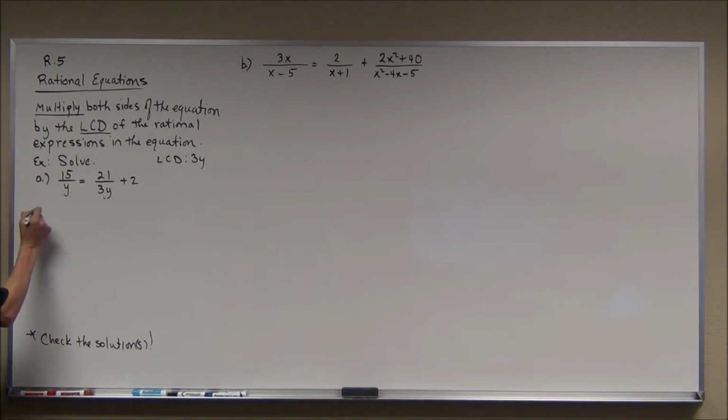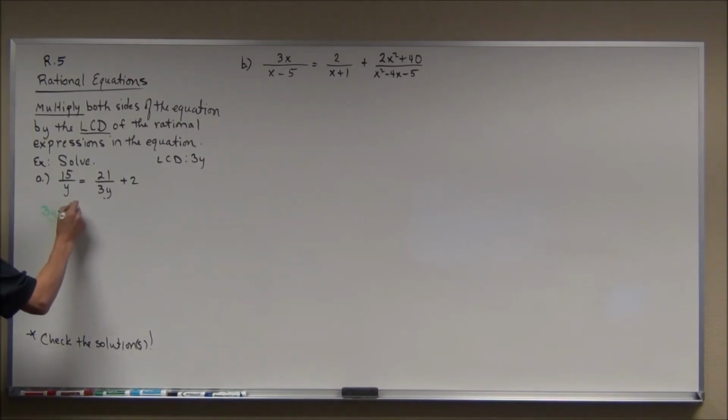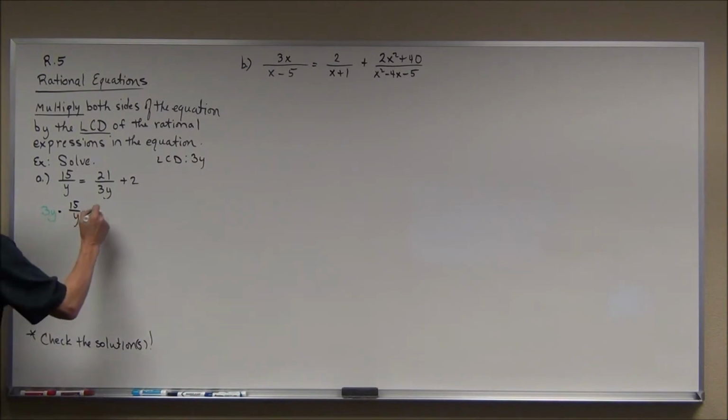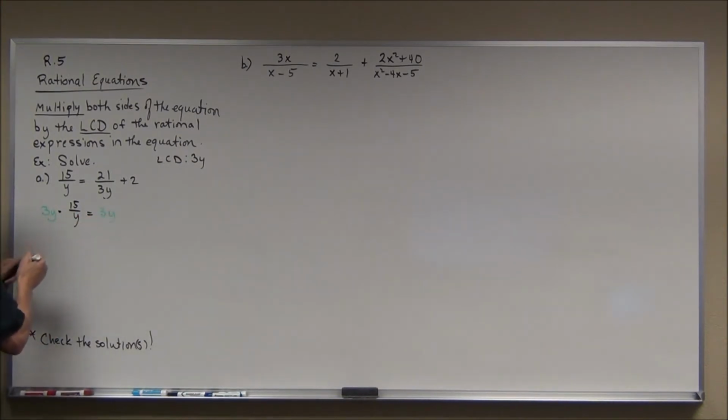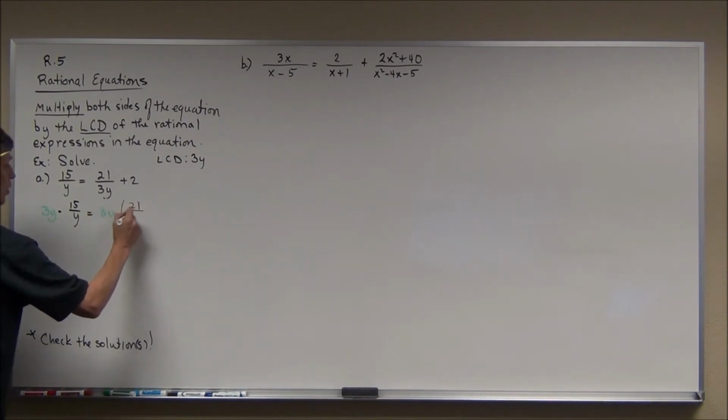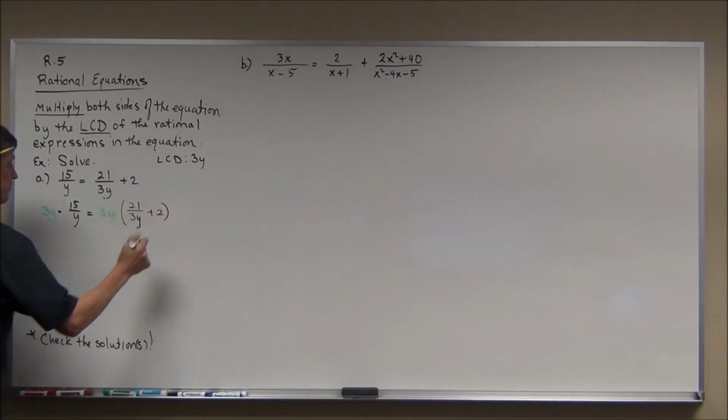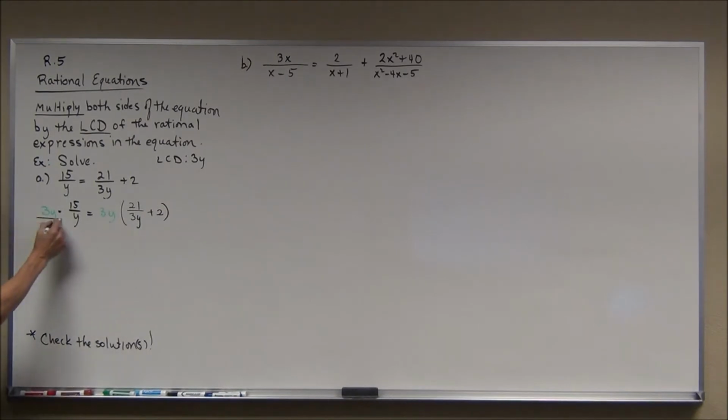I'll use the green pen here to emphasize that. 3y times 15 over y is equal to 3y times the whole right side here, so in parentheses, 21 over 3y plus 2. I have to distribute on the right side. Over here on the left side, though, I put the 3y over 1 so you can see how the y's will cancel, and I end up with 45 over 1, which is 45.